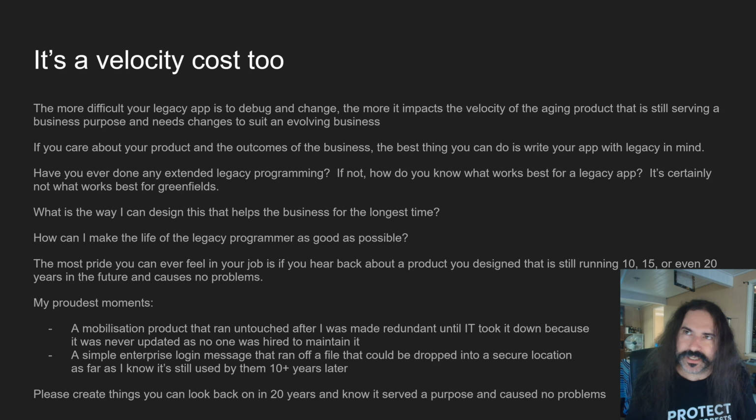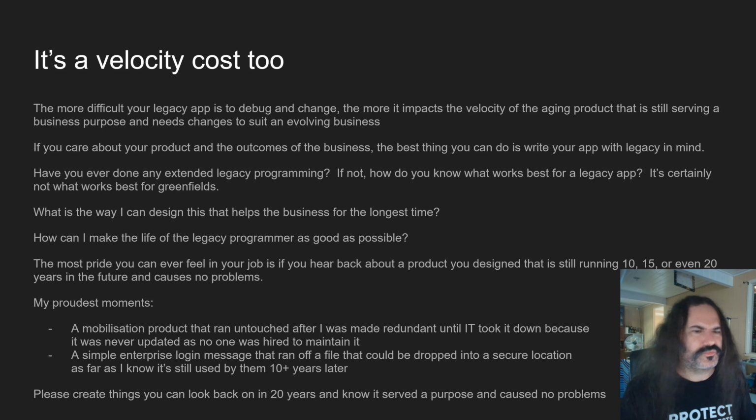And I heard that after I was made redundant, they never hired anyone else to work on the product, and it just kept running until AngularJS, the version I was using, became so old and it became a security risk and they turned it off. Don't know actually what they did about that afterwards, but that's what happened.